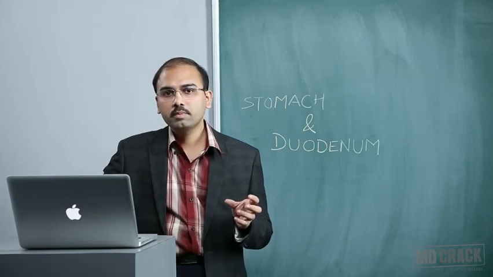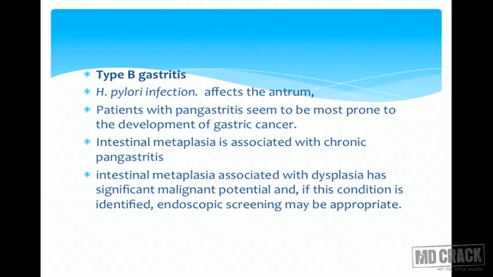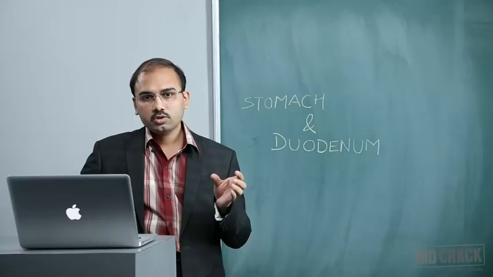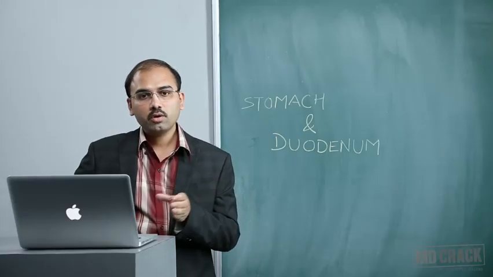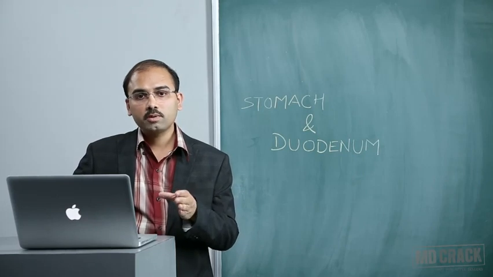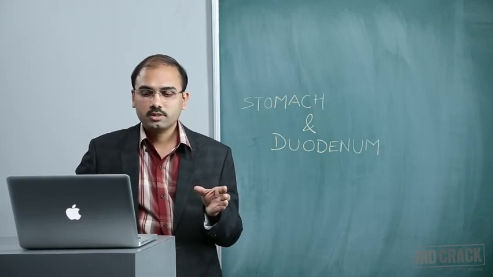Now we will go to type B gastritis. It is caused by H. pylori infection. So H. pylori infection, what we have learned earlier, will produce type B gastritis. It will affect mostly the antrum. Patients with pan-gastritis seem to be more prone to the development of gastric cancer. In short, autoimmune gastritis will also lead to cancer more commonly as compared to type B gastritis.